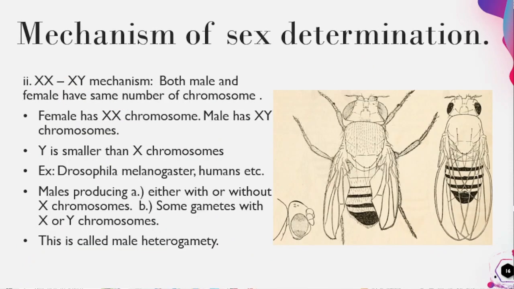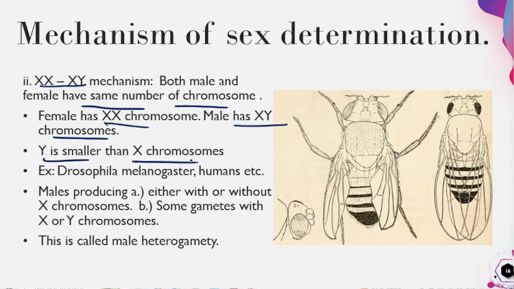So next we are going to the next type. The next type is the XX and XY mechanism. Here both male and female have the same number of chromosomes. So the chromosome number will be the same in both male and female. Female has XX type of chromosome and male has XY type of chromosome. So the Y chromosome will be smaller than the X chromosome. These are the basic things you already know, right?